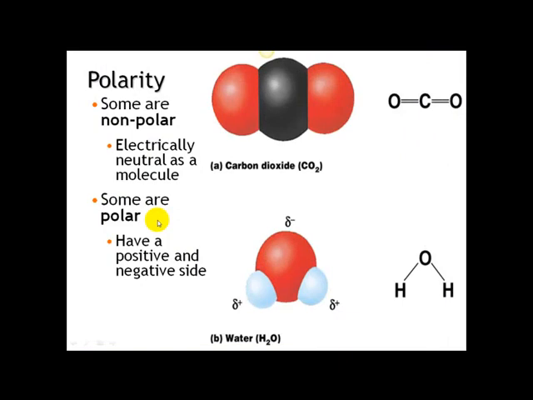Polarity comes from when you share unequally. If you look at something like carbon dioxide, it is nonpolar or electrically neutral. The atoms are roughly the same size, so they share equally. You picture electrons in here, and there's a tug-of-war going on between the carbon and the oxygen. It's shared pretty much equally, so it's nonpolar.